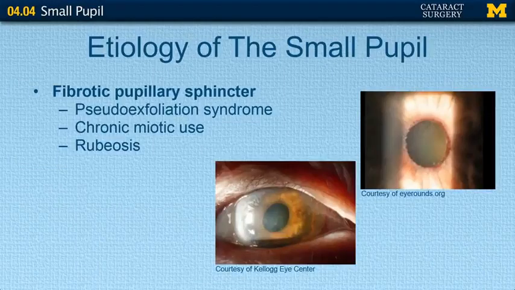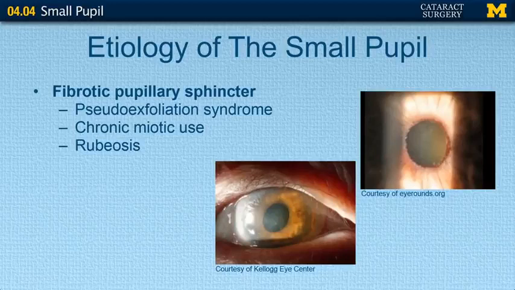There are various causes for a small pupil. The first includes a fibrotic pupillary sphincter, and there are different etiologies that fall under this category. The first would be pseudoexfoliation syndrome, which typically on clinical exam looks like dandruff-like material, which you can see in this photograph here. This whitish, fluffy material is the pseudoexfoliation material. Also, when the pupil is dilated, you can see almost like a target appearance on the lens capsule where the iris tissue rubs against the lens.